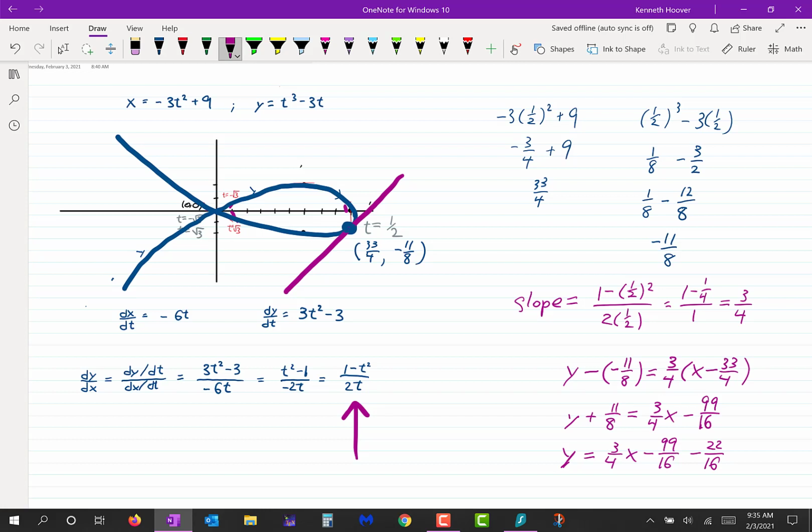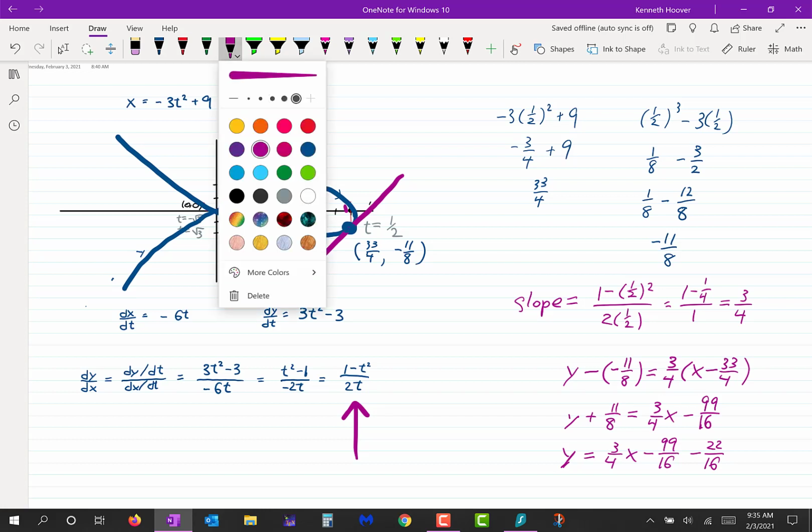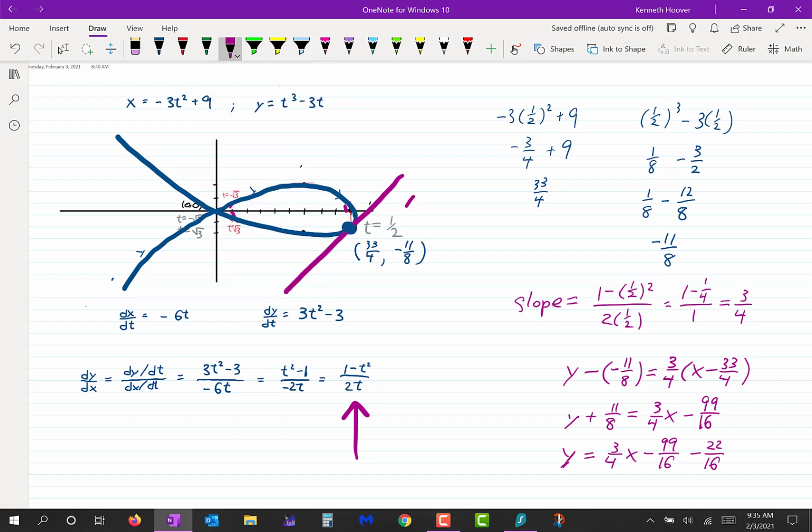So y equals 3/4 x minus 121/16. That's the equation of the tangent line, and you should be able to find that.